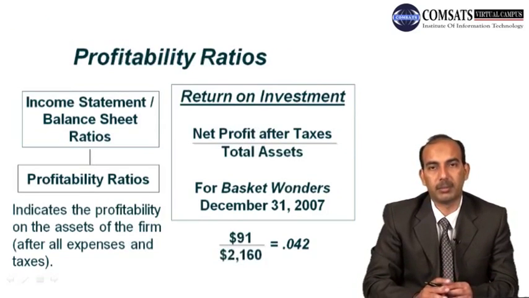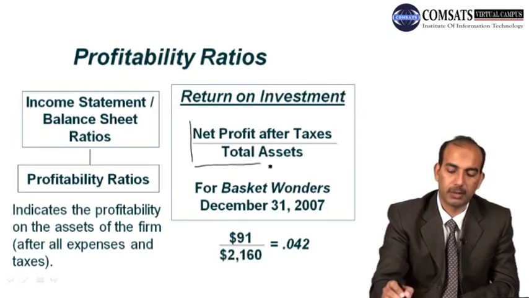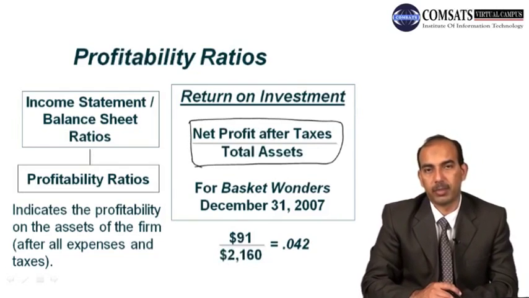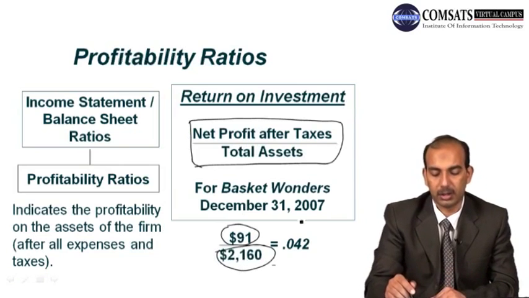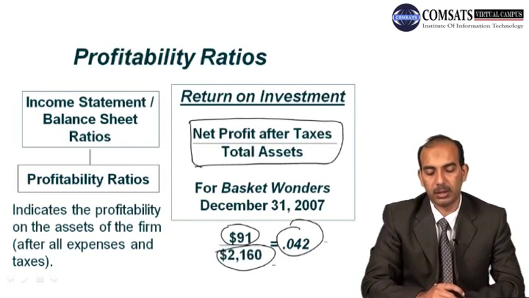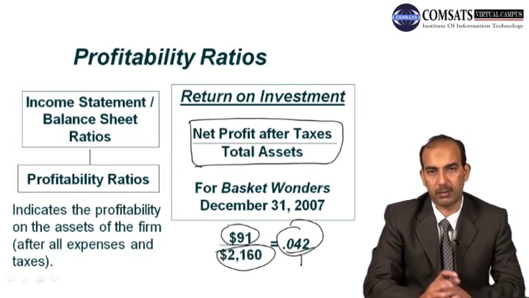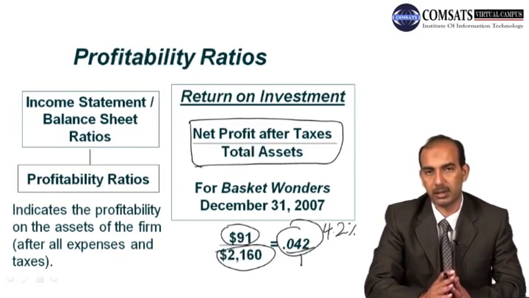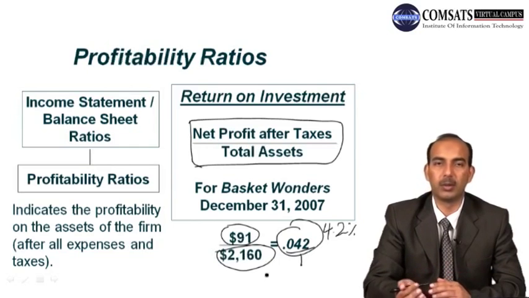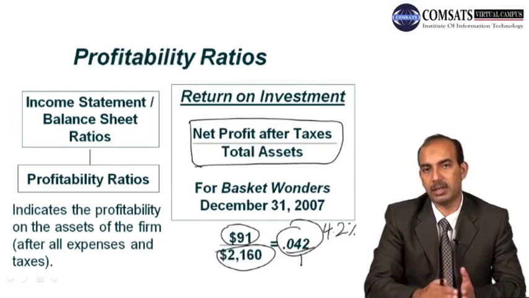And next is return on investment. Return on investment, we can calculate it by dividing net profit after taxes with total assets. So for basket vendor, at the end of year 2007, net profits are here and total assets are $2,160, and we have a figure of 0.042. So you can see here, for every dollar of assets or for every unit of asset, the net profit being contributed towards the firm is 0.042, or you can write it as 4.2%. It means for every $100 of assets which are being utilized to convert it into net profit, we get a figure of 4.2%.